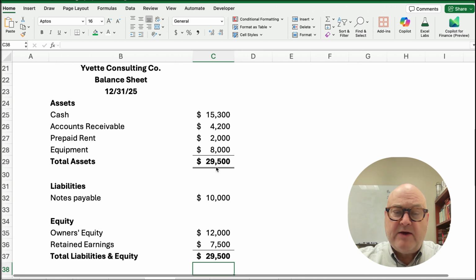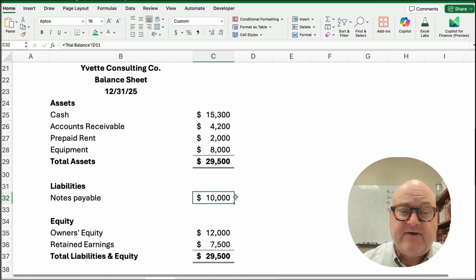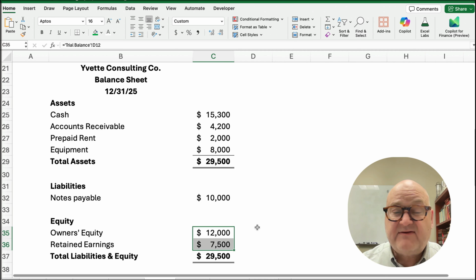So the balance sheet tells us what's our financial position? How well are we right now? Do I have lots of debt? Do I have lots of equity? And this says, of the 29,500 of assets, 10,000 is financed by debt, and the remaining, this is 19,500, the remaining is financed by equity. So how many dollars of assets are financed by debt versus financed by equity?